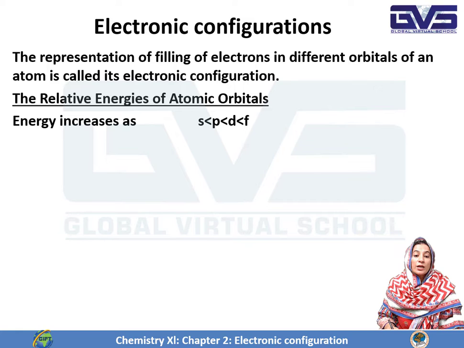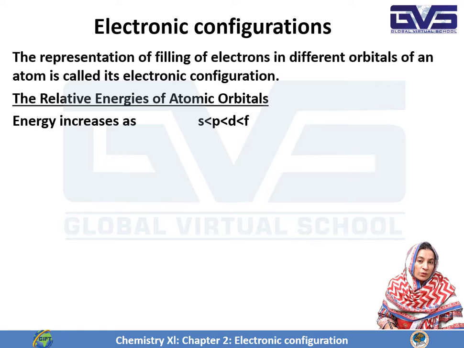Students, electronic configuration we define as the representation of filling of electrons in different orbitals, subshells of an atom. And the relative energy of the atomic orbitals increases as s, p, d, f. S has lower energy than p, p has lower energy than d, and d has lower energy than f. And how do we know among 1s, 2s, 3p, 4s, 3d, which one has the lower energy?